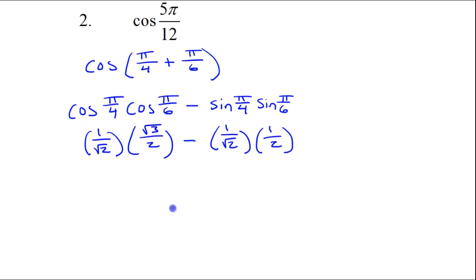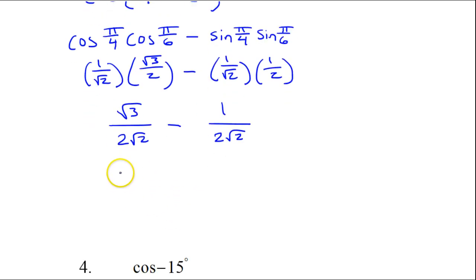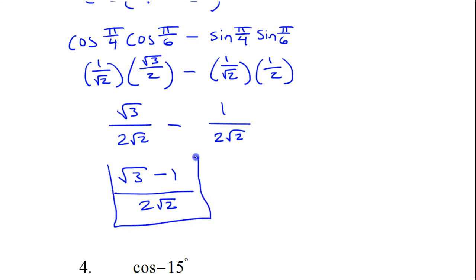So if we just simplify this expression down, 1 times radical 3 is radical 3. Radical 2 times 2, I'm just going to write 2 radical 2. 1 times 1 is 1. Radical 2 times 2 is 2 radical 2. I have like denominators here, so that's going to make radical 3 minus 1 over 2 radical 2. So this is one form of the answer right now.